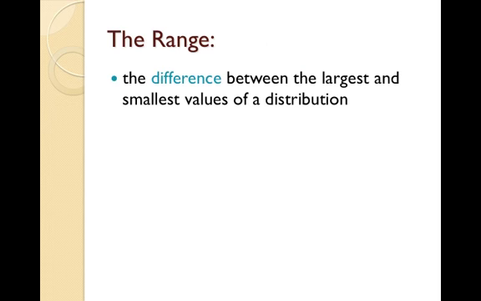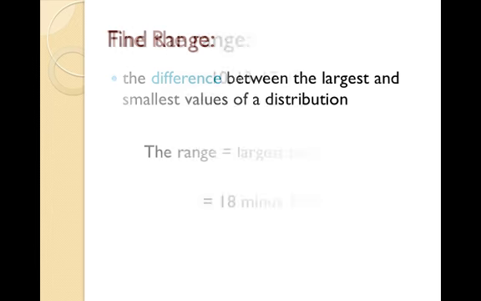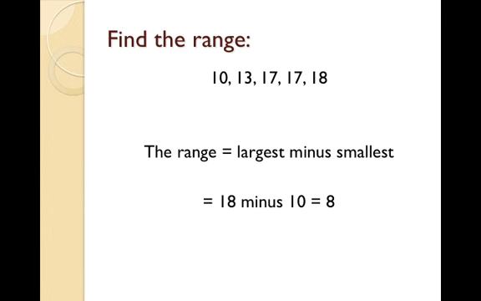The range is probably the simplest to figure out and the most straightforward. It's simply the difference between the largest and smallest values of a distribution. So if we want to find the range of the data set 10, 13, 17, 17, 18, we just do largest minus smallest. So we do 18 minus 10, and so we get 8.